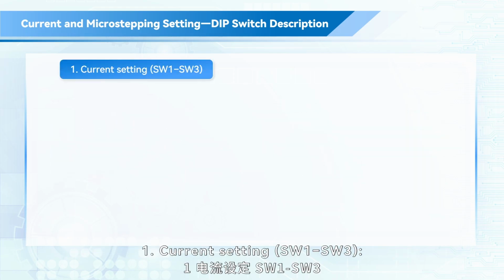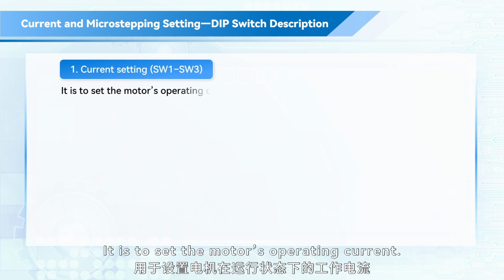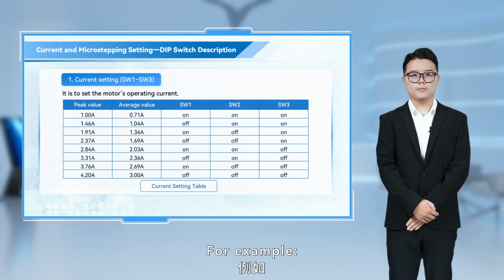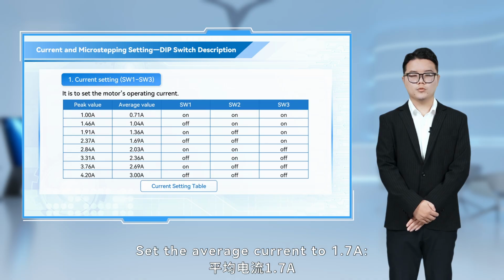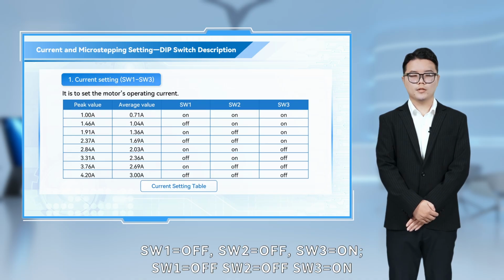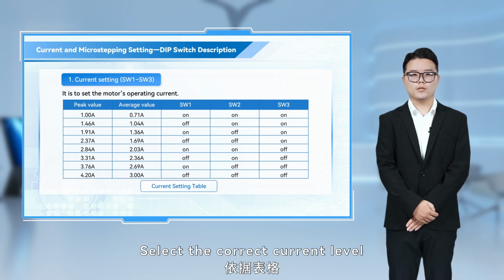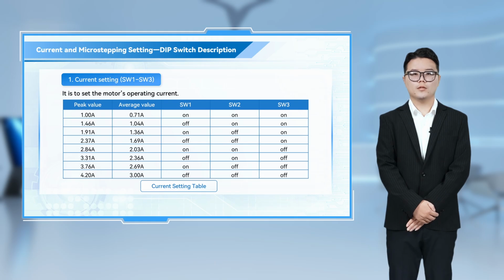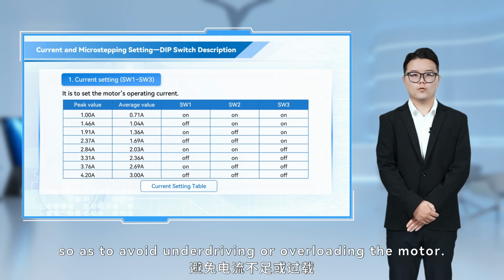1. Current setting, SW1 to SW3. It is to set the motor's operating current. For example, set the average current to 1.7 A: SW1 equals off, SW2 equals off, SW3 equals on. Select the correct current level according to the driver's current table, so as to avoid underdriving or overloading the motor.